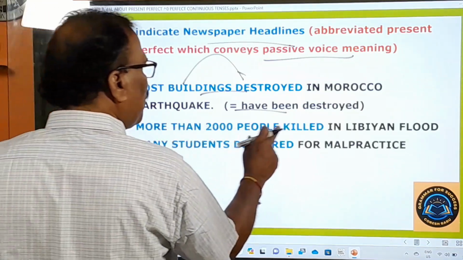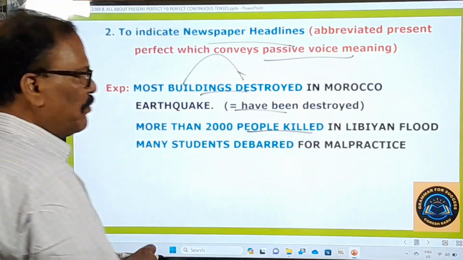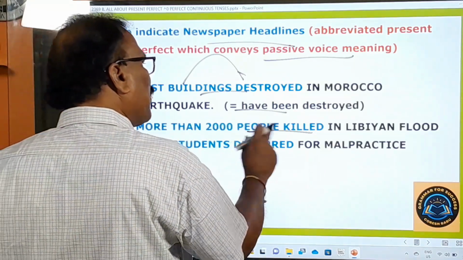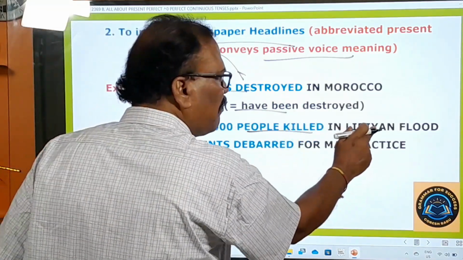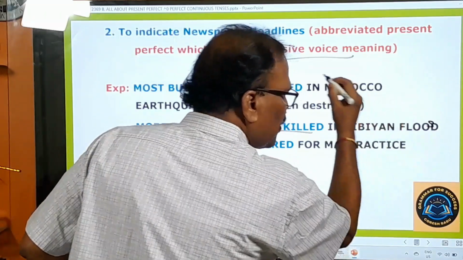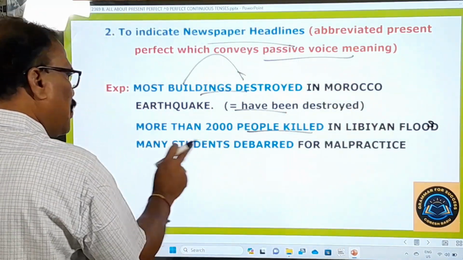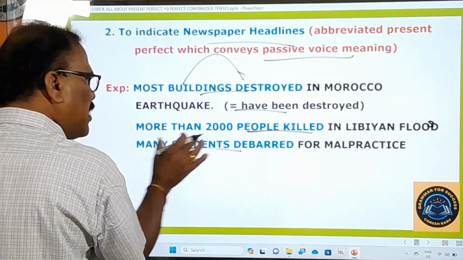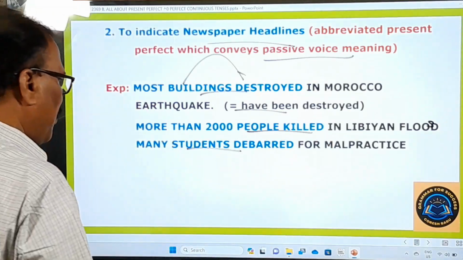More than 2,000 people killed in Libyan flood. More than 2,000 people killed means have been killed in Libyan floods, okay, killed. And many students debarred for malpractice. Debarred means have been debarred. Many students have been debarred. That is the meaning, right?